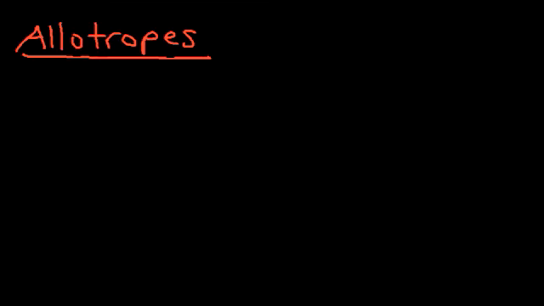Now, have you ever heard the term allotropes? What do you think an allotrope is? An allotrope is basically a different form of an element. For example, oxygen, elemental oxygen, can exist as O2 or as O3. Both of these substances are elemental oxygen.